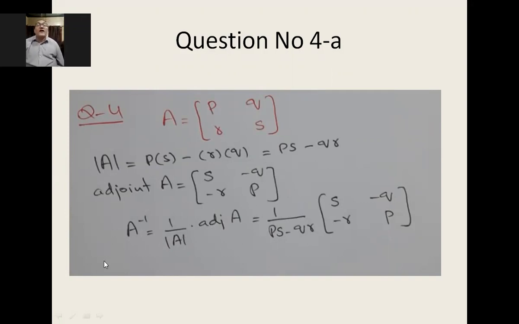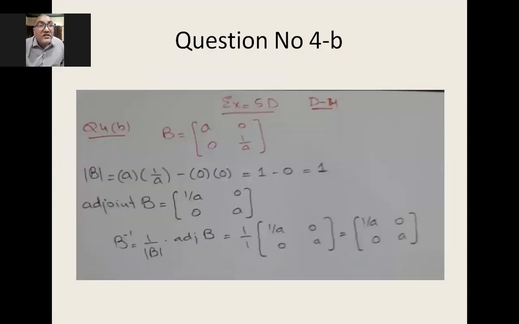So I will find out the inverse, and the formula is 1 by A determinant into adjoint of A. So that will be 1 by the determinant, which is this whole thing. So it will be PS minus QR downstairs. Then I will have the adjoint of A, that will be S, minus Q, minus R, and P. So this is question number 1 of question 4.